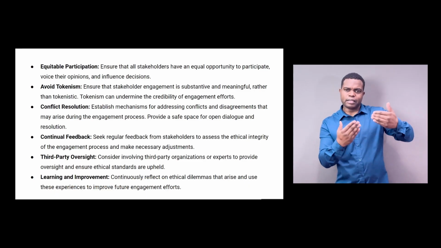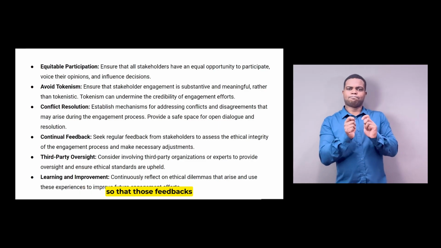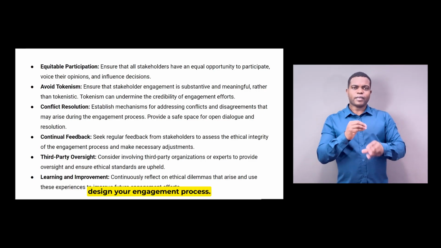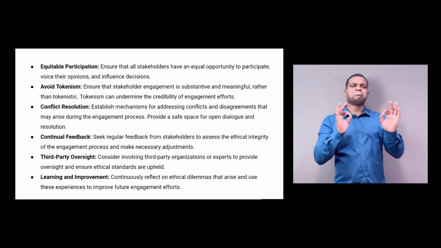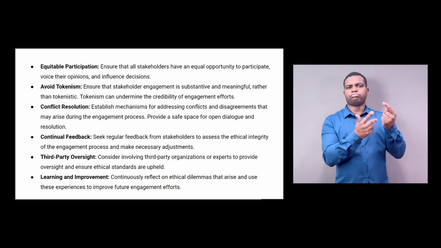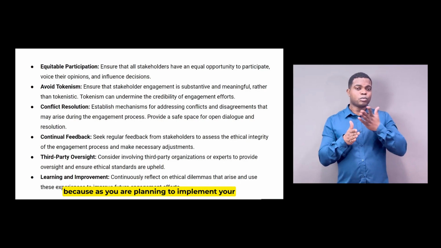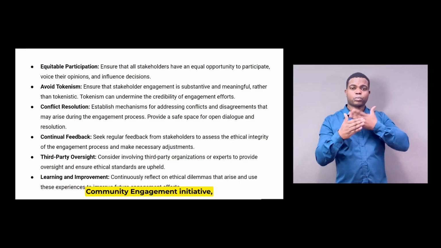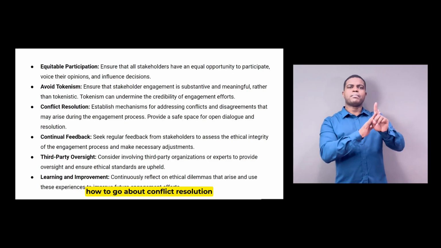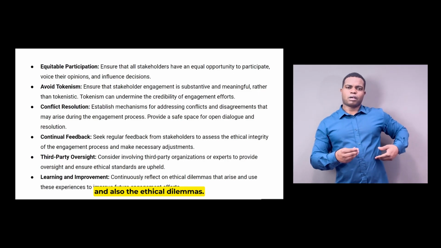You need to also seek regular feedback. It is very important. You are not just engaging, you need to get feedbacks from them so that those feedbacks will help you to better design your engagement process. It will make you make adjustments in wherever you want to make adjustments. You need to understand this, because as you are planning to implement your community engagement initiative, you need to understand how to go about conflict resolution and also the ethical dilemmas.